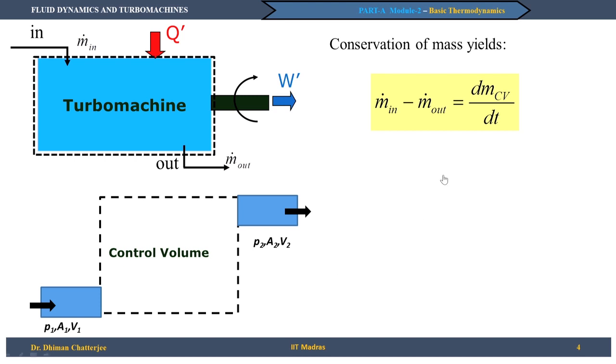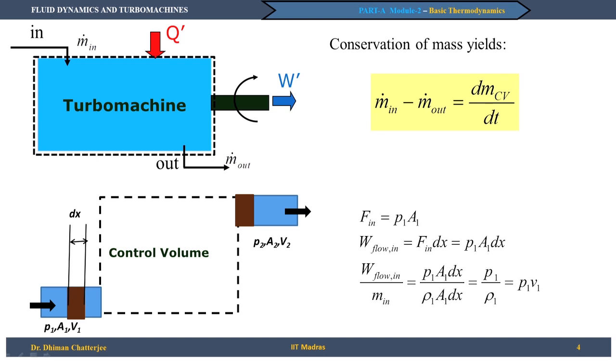So, we can say that if we have a fluid element which gets displaced by a distance delta x, then the force required to push against the pressure P1 is given as P1 A1. I am talking only about the inlet. The corresponding analysis can be done for the outlet. So, the work done to push the fluid element by a distance delta x or dx as I have used is nothing but F dx, which is P1 A1 dx.